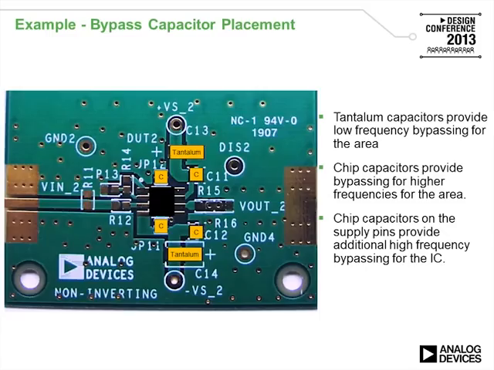Here's an example of the bypass capacitor placements. Two tantalum capacitors connect close to the supply. Chip capacitors provide bypassing for high frequencies for the area, and chip capacitors close to the IC are for localized bypass.